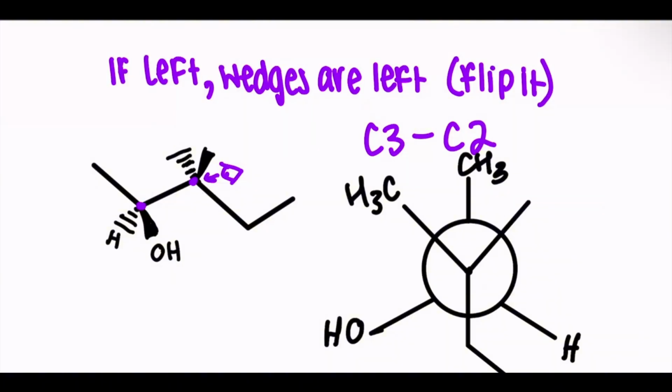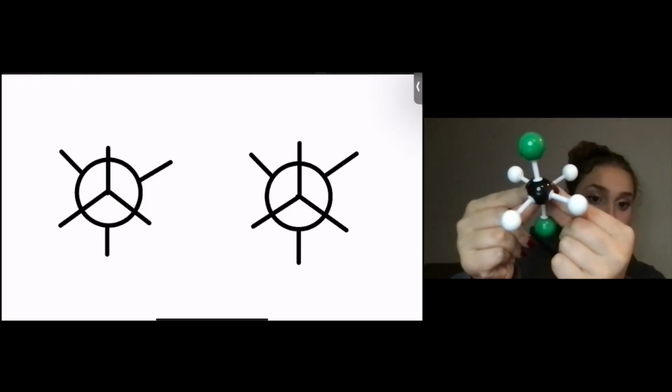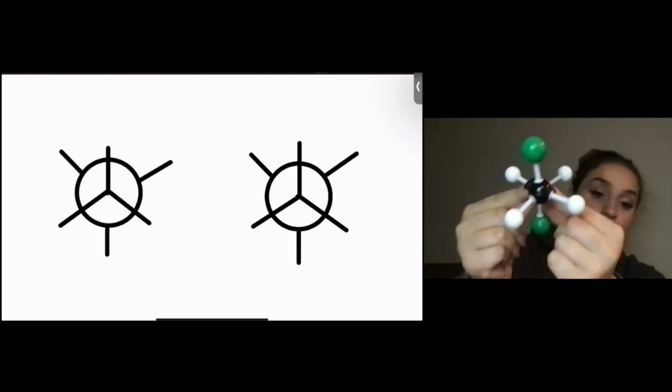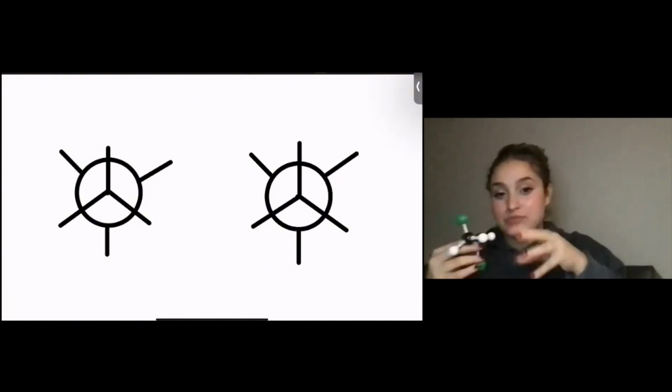When there is no overlap of atoms in our line of sight, it is called staggered. So when we look down our carbon 2, I can see all of our atoms coming out the sides and up the top. No one is blocking each other.